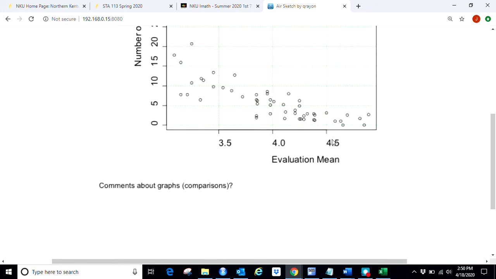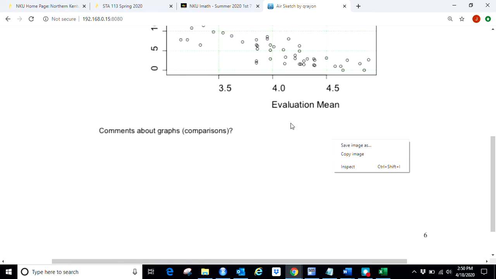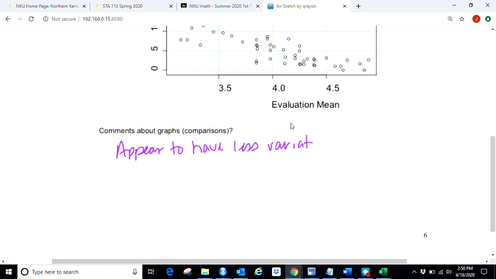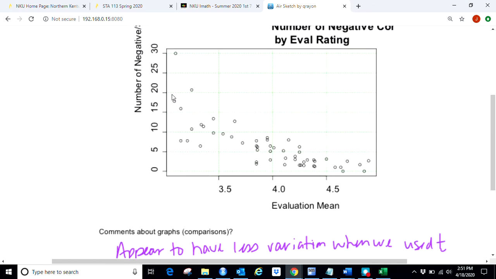So what I might make for my comments here about these graphs is we appear to have a little bit less variation when we used T. And we might also be able to notice a little bit more of this negative trend that hopefully makes sense: the higher the evaluation of the professor, the less negative comments that we would expect to see.